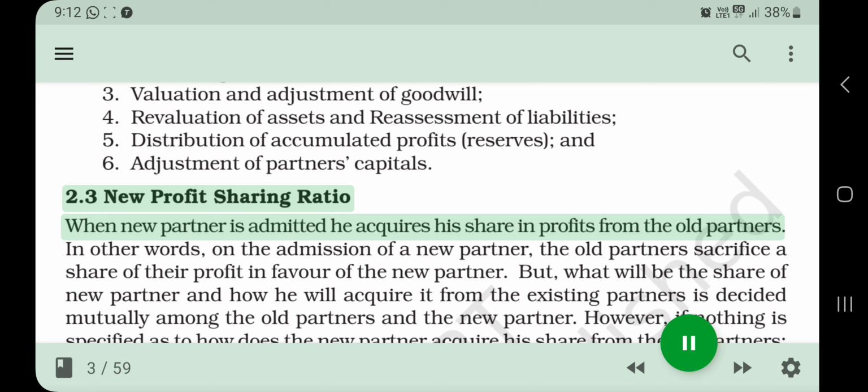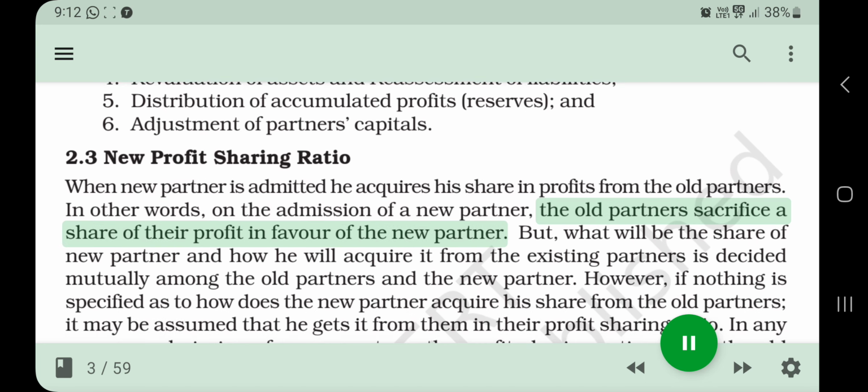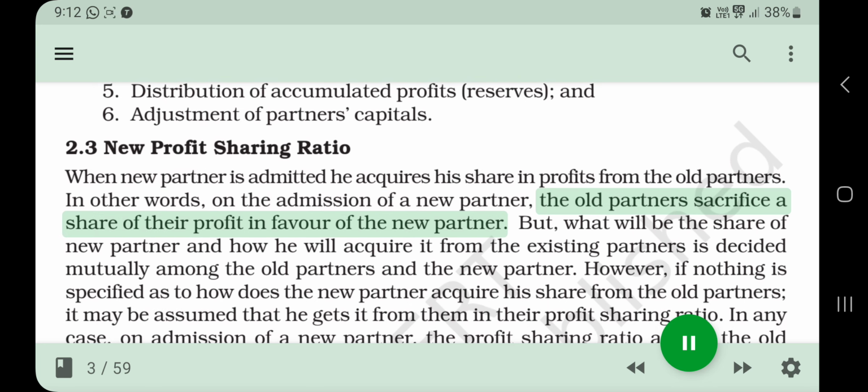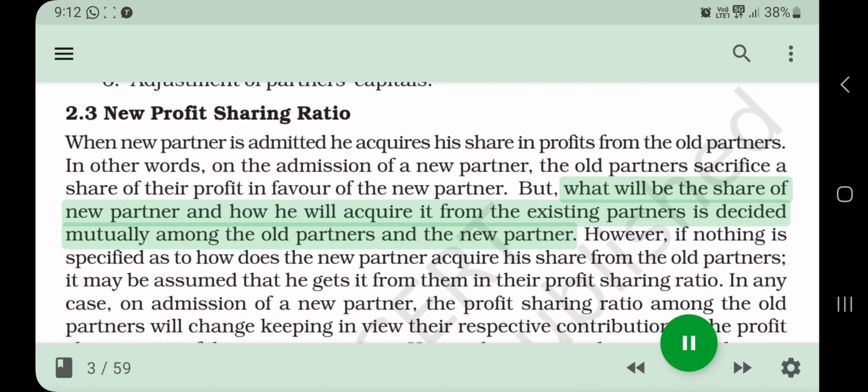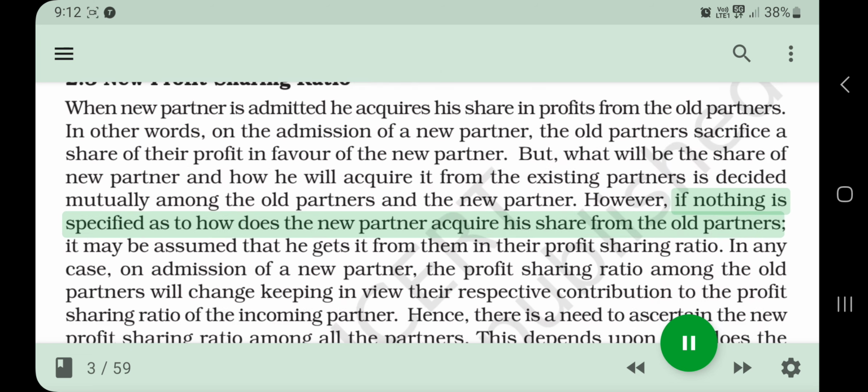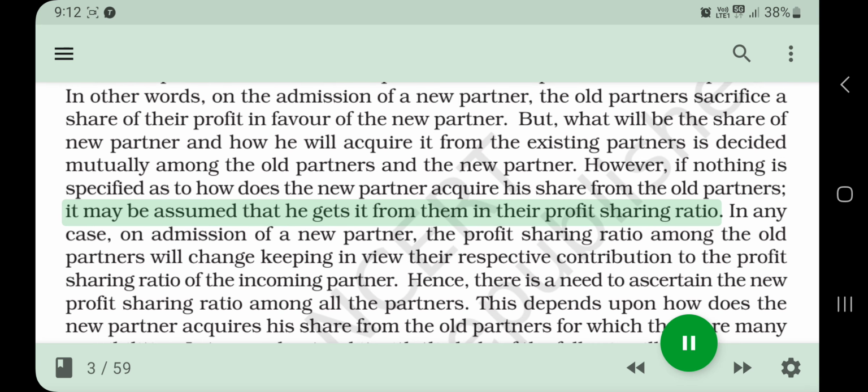2.3 New profit sharing ratio. When a new partner is admitted, he acquires his share in profits from the old partners. In other words, on the admission of a new partner, the old partners sacrifice a share of their profit in favor of the new partner. But what will be the share of the new partner and how he will acquire it from the existing partners is decided mutually among the old partners and the new partner. However, if nothing is specified as to how the new partner acquires his share from the old partners, it may be assumed that he gets it from them in their profit-sharing ratio.